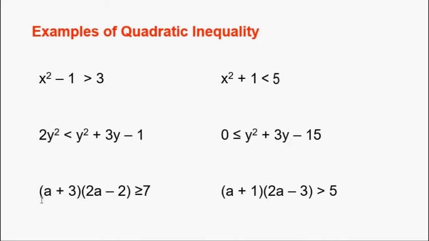We have the product of a plus 3 and 2a minus 2 is greater than or equal to 7. And the product of a plus 1 and 2a minus 3 is greater than 5. So, in these examples, naalala nyo, di ba, kapag minultiply natin yung dalawang binomials na to, magiging quadratic trinomial ang sagot. So, basta i-check nyo lang if linear binomial at same variables ang ginamit. Okay?